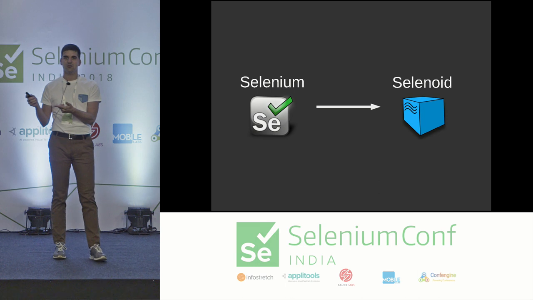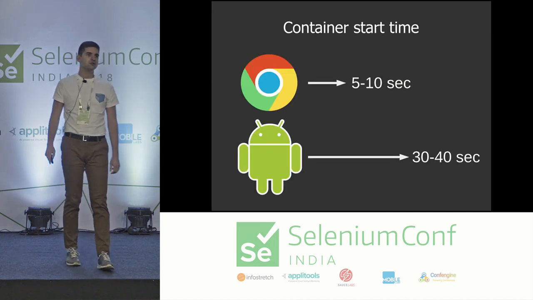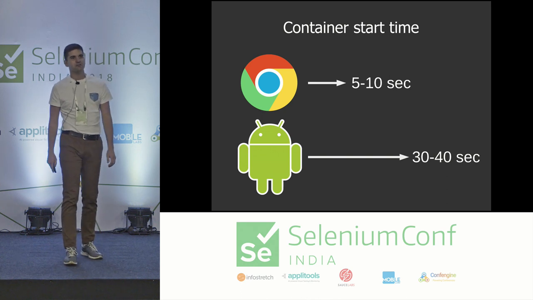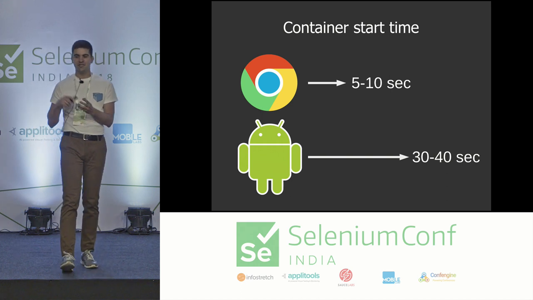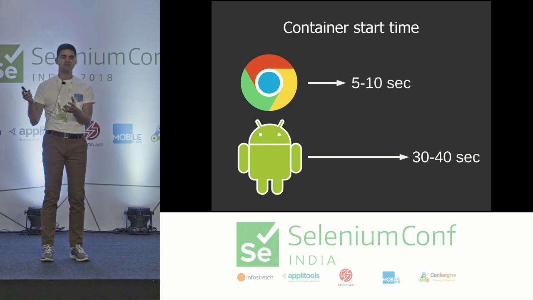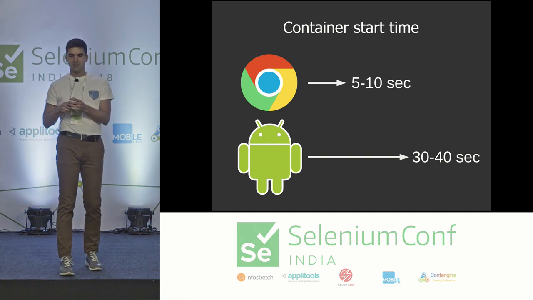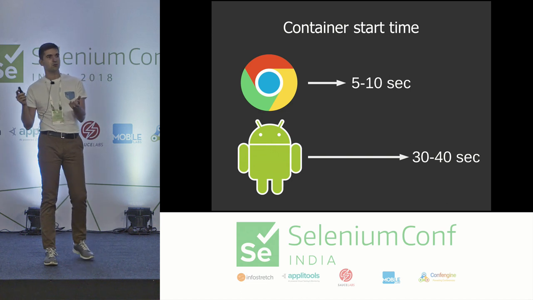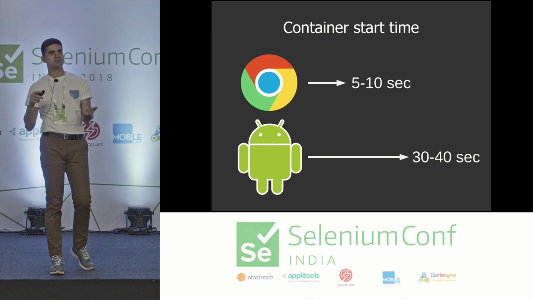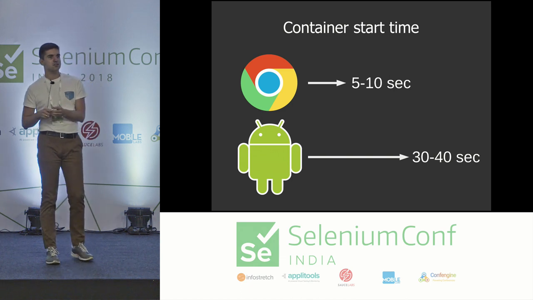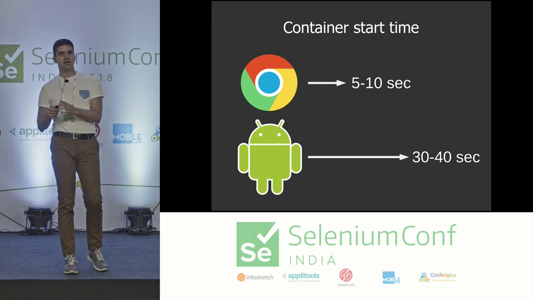So we now know how to create an image with Android emulator. But if you try to use this image with Selenoid, you will face a new issue. Android emulator starts very, very, very slowly. Just compare. A typical container with a desktop browser takes from 5 to 10 seconds to be ready. And a Docker container with Android emulator on the same hardware takes from 30 to 40 seconds to start. So the same number of tests will run many times slower just because of that.